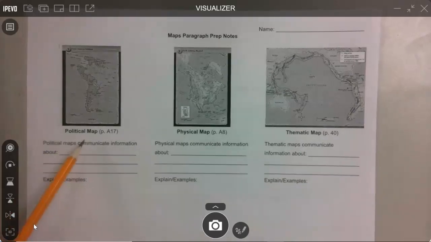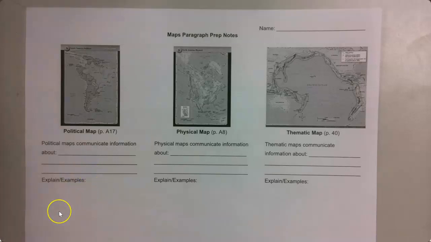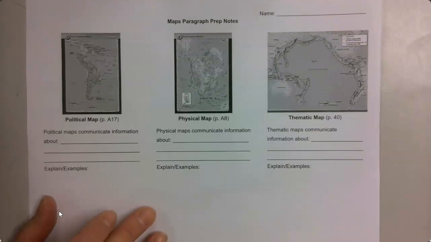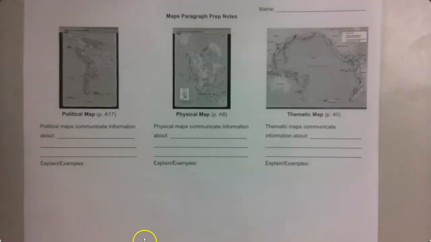So let's start with the political map. If you have a textbook, you can turn it to this political map on page A17. Also, if you have your INB, you should have that available because that also has some notes that can help us. If you don't have a textbook, you can look at the map here on the screen that I'm about to share.